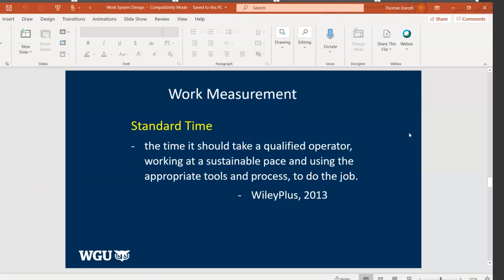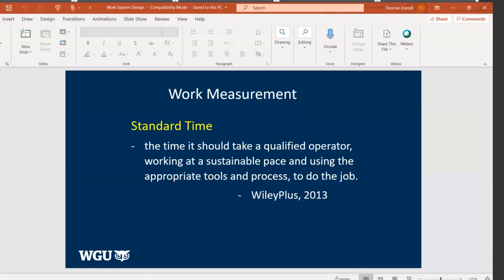You're not pushed to do so many things at one time. That's your standard time. How do we get this job done by people who are qualified for this job, just working regular hours, regular time, and they can get the job done and it's finished. That's what standard time represents.